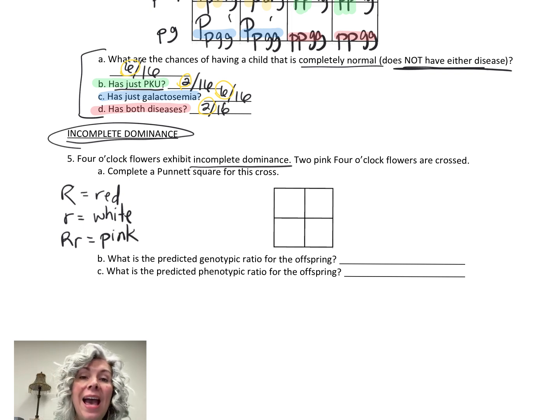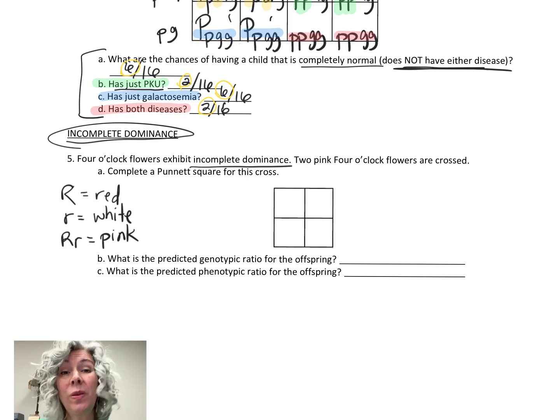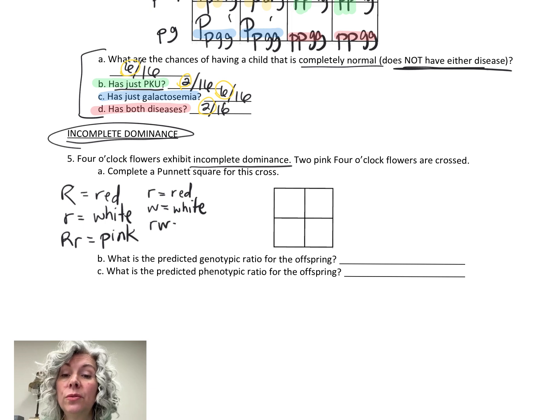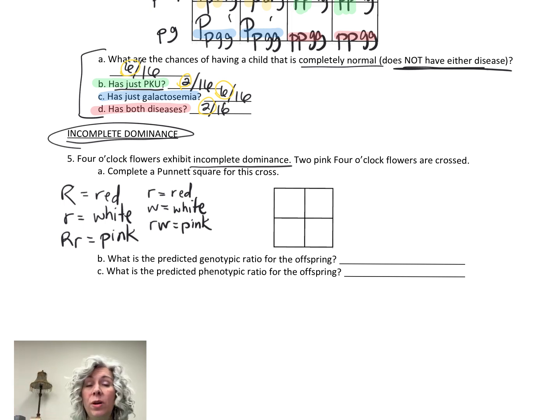Okay? I have seen individuals do this with the different letters. Lowercase r, because it's incomplete dominance, you really don't have one dominant over the other. Lowercase r equals red. Lowercase w equals white. And then rw equals pink, because that's the heterozygous form. We're mixing. Either one of these is fine, as long as you know what your letters are representing.